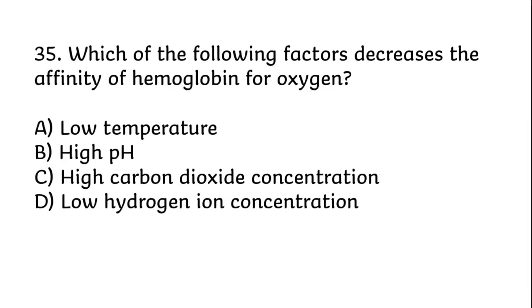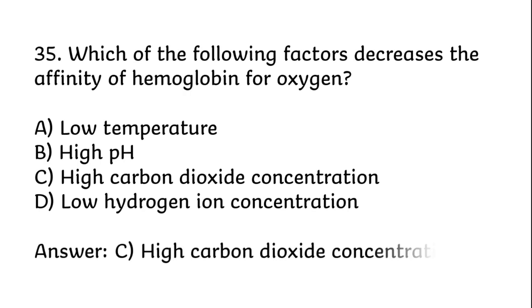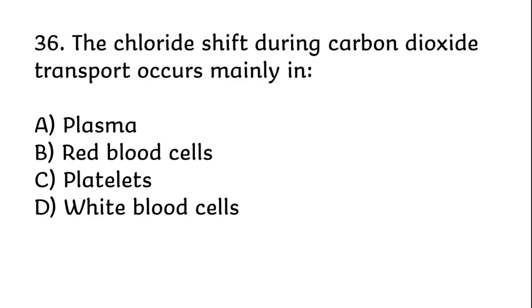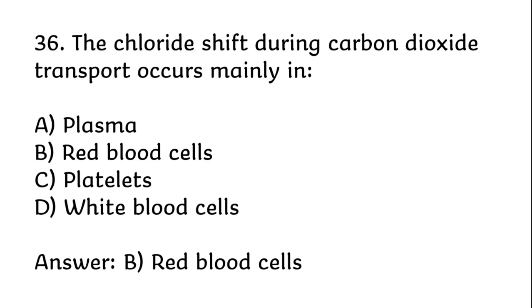Which of the following factors decreases the affinity of hemoglobin for oxygen? Correct answer is high carbon dioxide concentration. The chloride shift during carbon dioxide transport occurs mainly in. Correct answer is red blood cells.